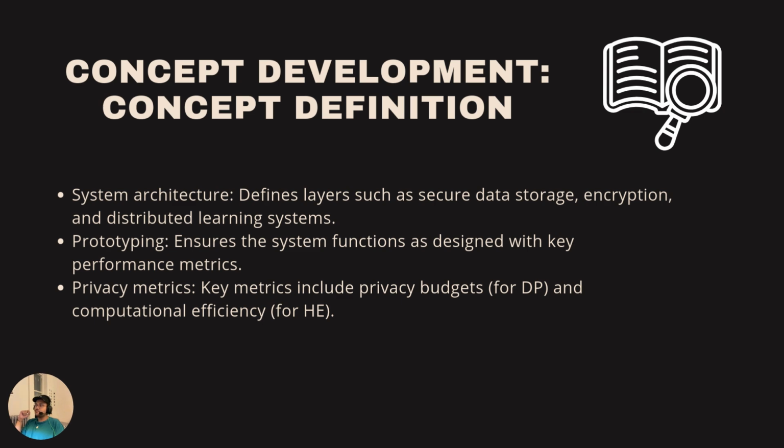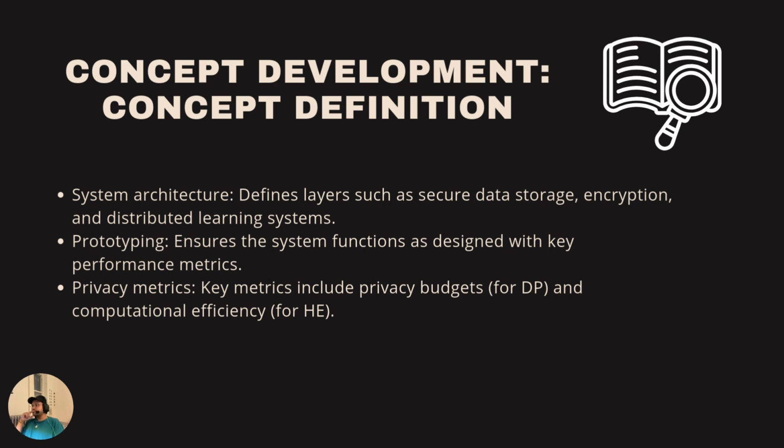These layers could involve secure data storage, encryption modules, and distributed learning systems. It's important to design these components in a way that ensures they work together efficiently while still meeting the privacy goals. Once the architecture is defined, prototyping is used to validate that the systems work as intended. Prototypes help us evaluate whether the system meets performance indicators such as response time, accuracy, and scalability, all while ensuring that privacy protections are in place.